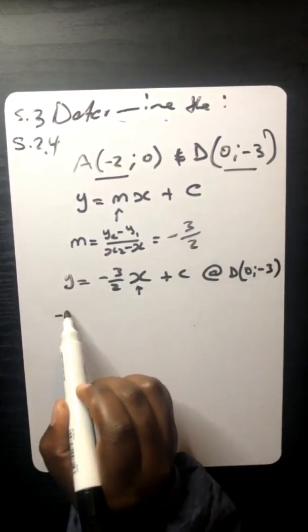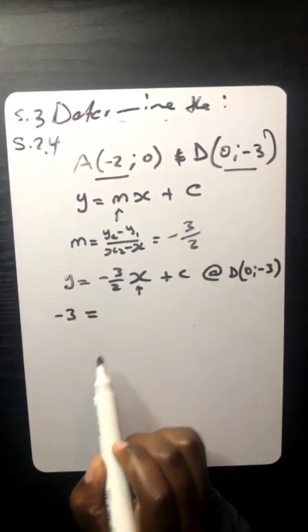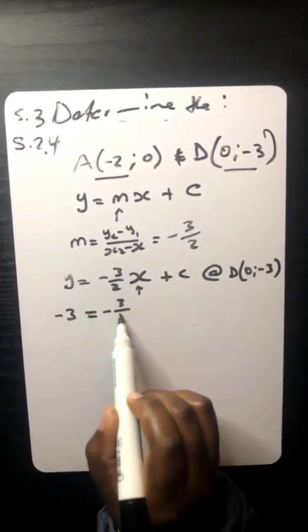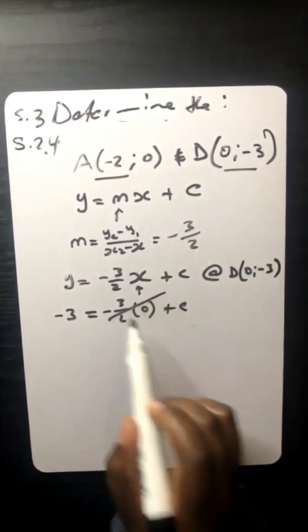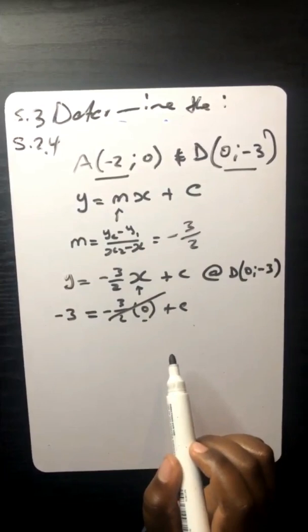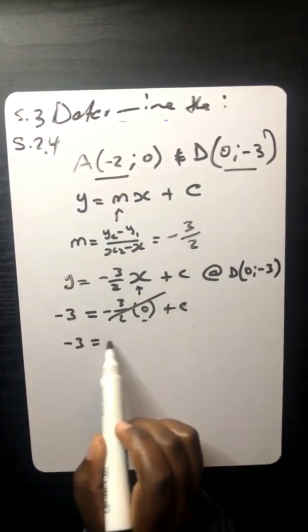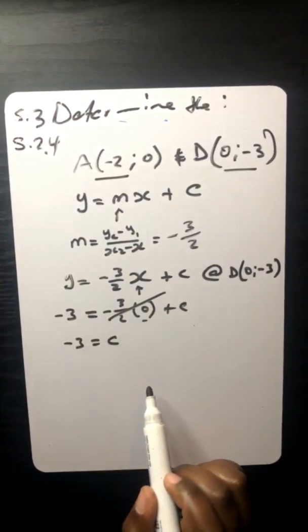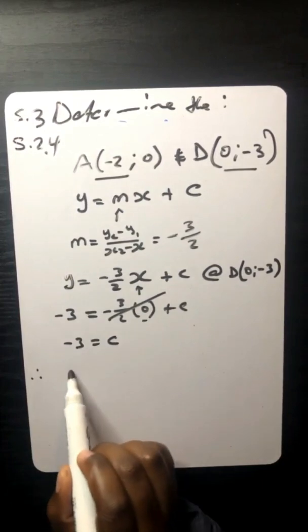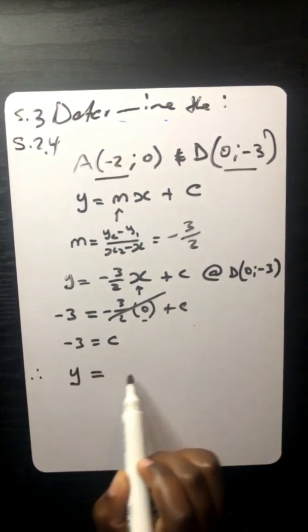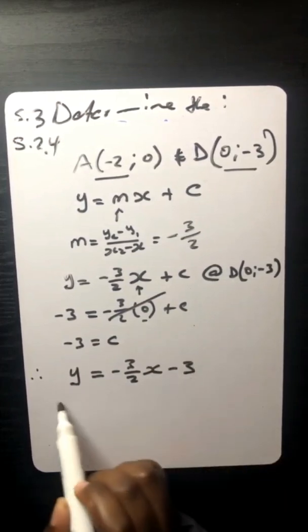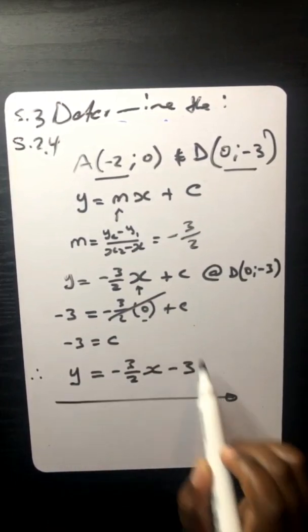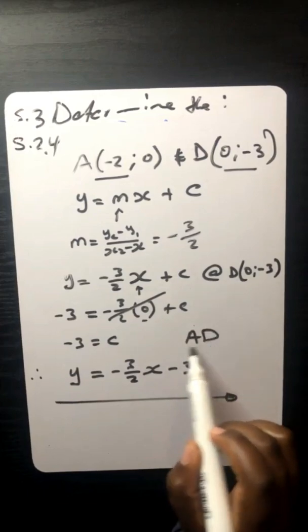So that means I have -3 over there, then I have -3 over 2 into 0 plus c. Then this cancels because it's been multiplied by 0. Then c is actually equal to -3. Therefore, it means we have y being equal to -3 over 2x minus 3. So this is the equation of AD.